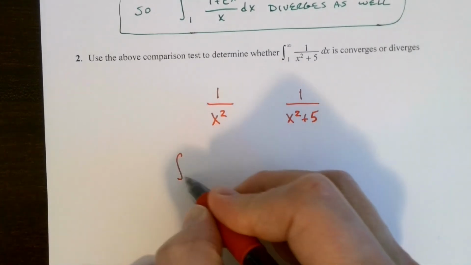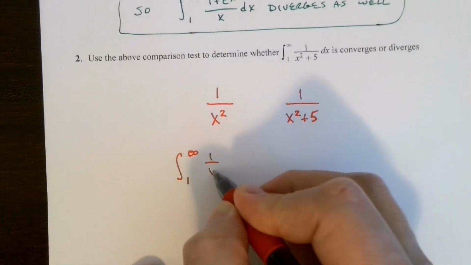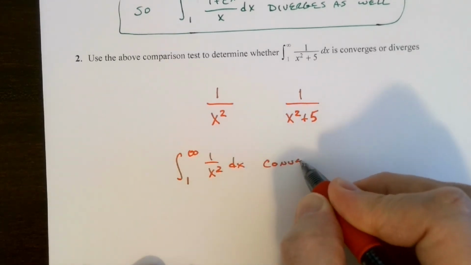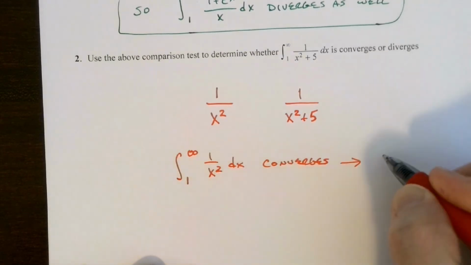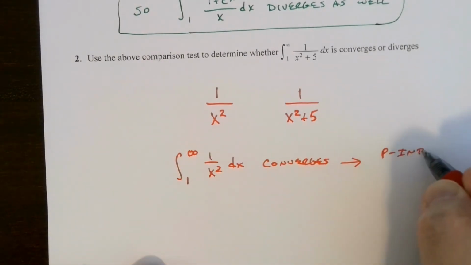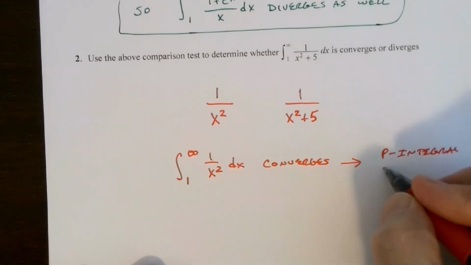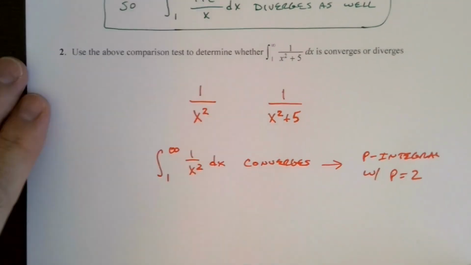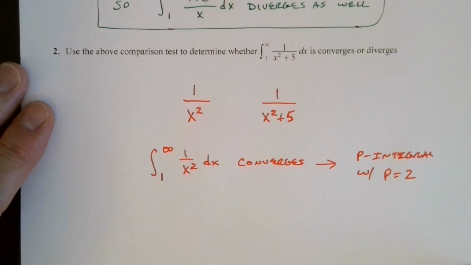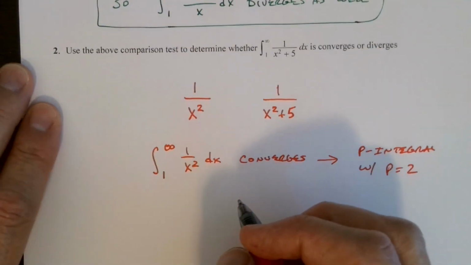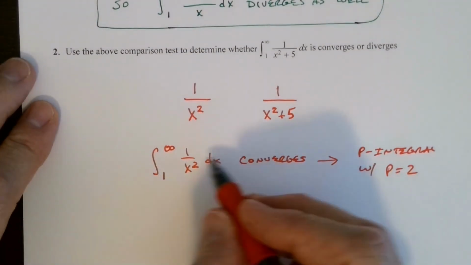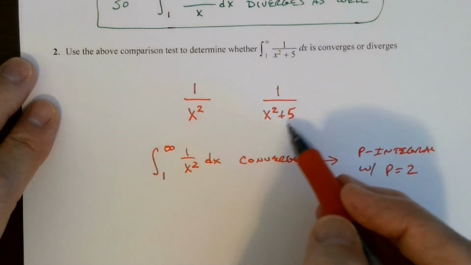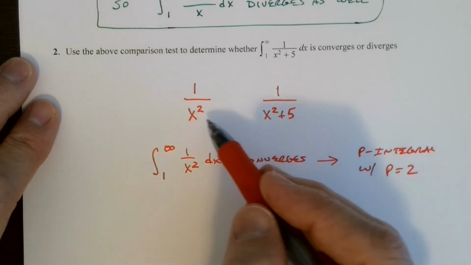Let's talk about the integral from 1 to infinity of 1 over x squared dx. What do we know about this? This converges, because it's a p integral with p equal to 2. In fact, we showed in the first video that this one is convergent. Now, in order for this to work, we could say this integral converges if what? If these values are always less than or equal to these values.